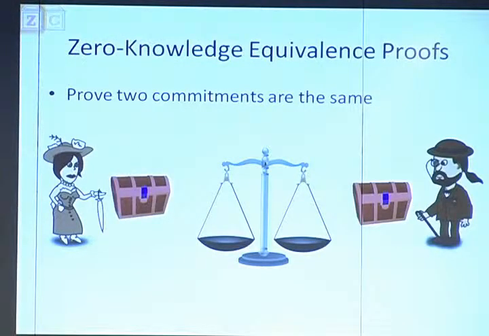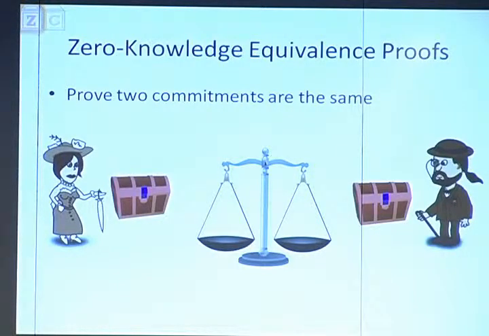Next, we have our second building block, zero-knowledge equivalence proof. Zero knowledge is something very general. We can do a lot of things with it. I'm going to only talk about this specific thing we need here, which is we want to be able to show that two commitments are commitments to the same value without revealing anything else, and in particular, without revealing what the value is. And so I'm going to use a physical metaphor for this.